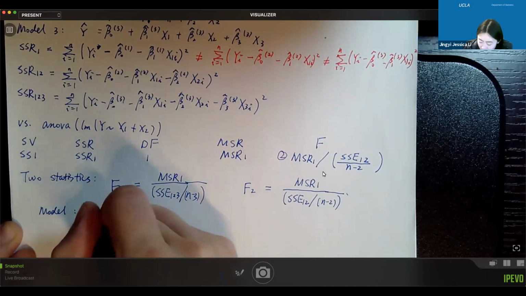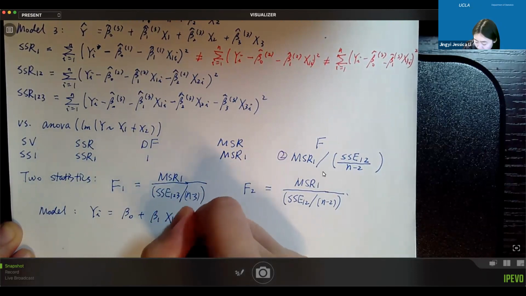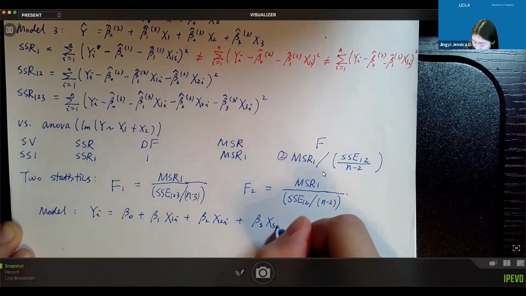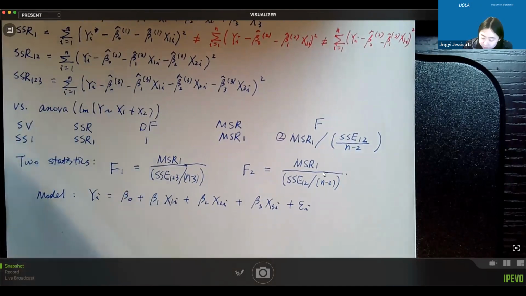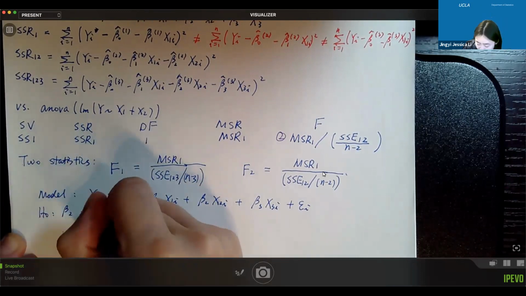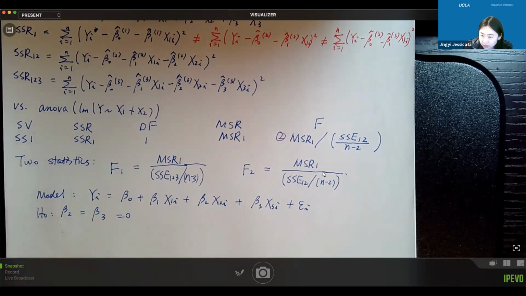So if you write yi equals beta 0 plus beta 1 x1i plus beta 2 x2i plus beta 3 x3i plus epsilon i. Okay, so this is the model. If you believe under the null hypothesis that beta 2 and beta 3 are both equal to 0, in other words, that in your true model there's only one predictor x1, then both F1 and F2 can be used as test statistics. It's just that they have different degrees of freedom.